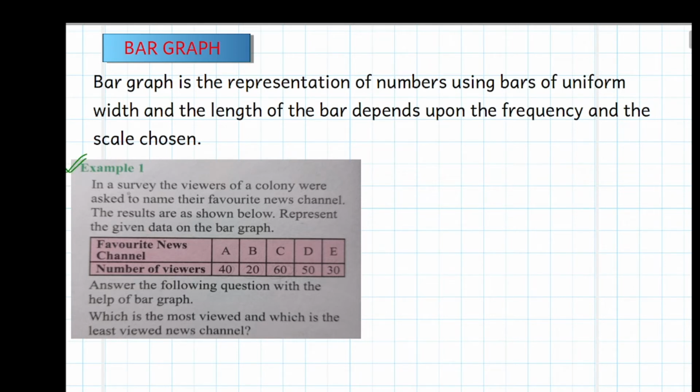In a survey, the viewers of a colony were asked to name their favorite news channel. The results are as shown below. Represent the given data on a bar graph. Now see, for this we have to draw two axes: one is the x-axis, another is the y-axis.